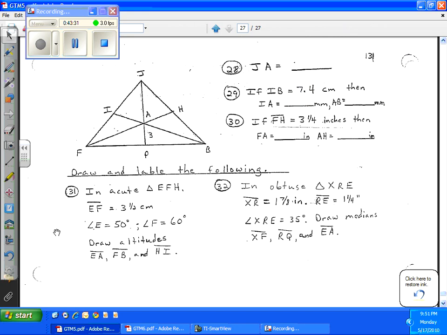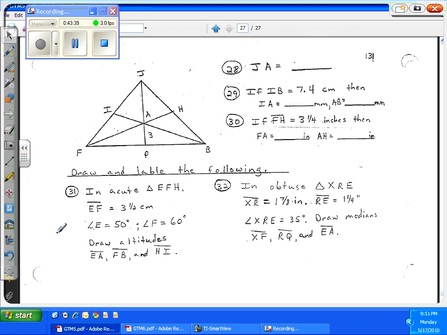Number 30, FH. That's the whole thing is 3 1/4 inches, and we want FA. FA is 2/3 of 3 1/4. 3 times 4 is 12 plus 1 is 13 fourths. We want 2/3 of 13 fourths. 2 goes into 2 once, 2 goes into 4 twice. We multiply what's left. 1 times 13 is 13. 3 times 2 is 6.